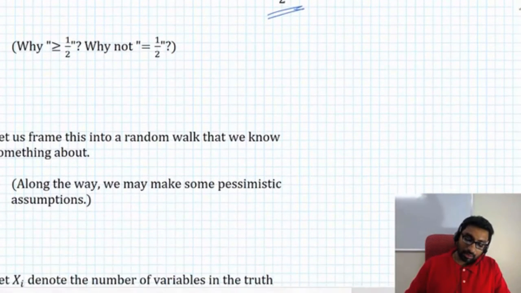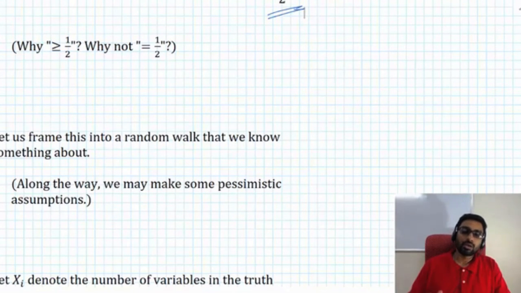Okay. Now let's try to take this insight and frame this into a notion that we know, basically a random walk. Along the way, we're going to make some simplifying assumptions, but we're always going to make pessimistic assumptions, so that whatever claim we have at the end is going to only be worse than the actual true claim.